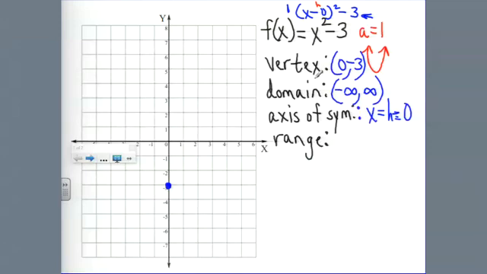Now, to find a couple more points, just draw your xy table. And I'll pick one point to the left of our vertex. Let's say x equal to negative 1. And let's pick a point to the right of the vertex. Let's say 2.